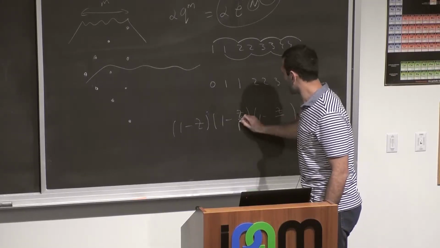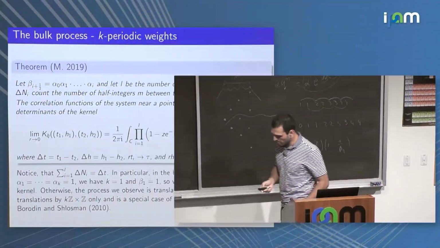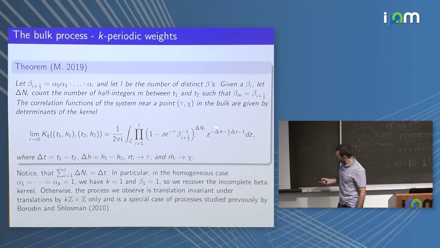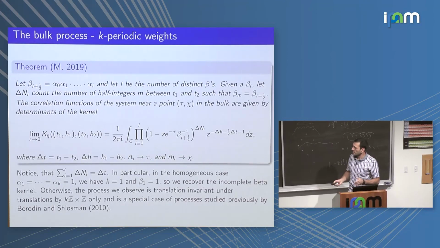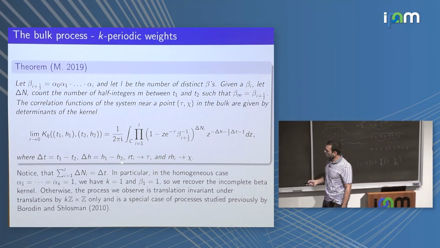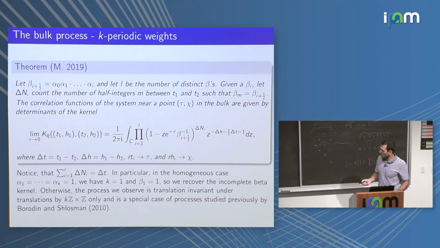So these are some other numbers, these are not the alphas, with some exponents which add up to delta t, and they remember the periodicity. Away from this middle slice, what you have is a Z cross kZ translation invariant point process, which is actually a special case of a family of point processes that was studied by Alexei Borodin and Senya Shlosman. They built a 2-parameter family of determinantal point processes, and this is a special case of the processes that they constructed. So that's what happens in the bulk.